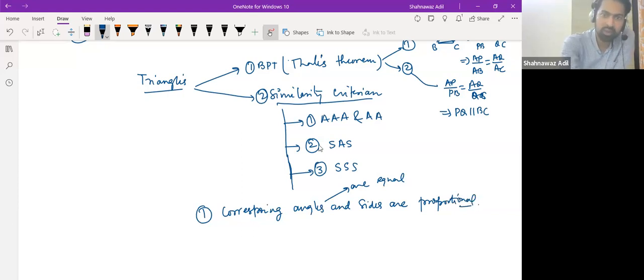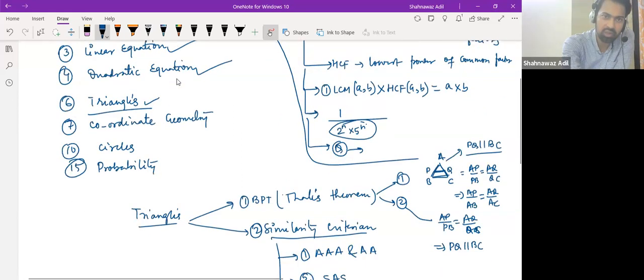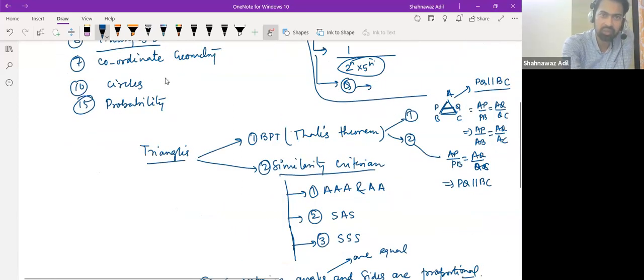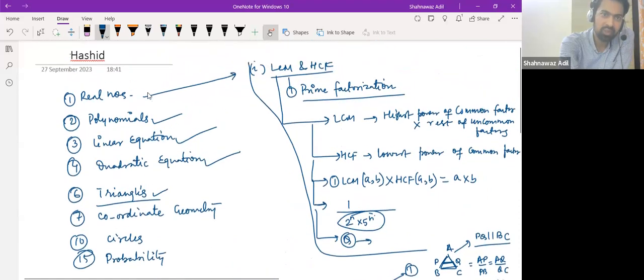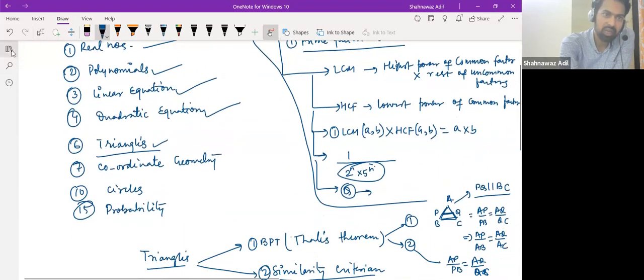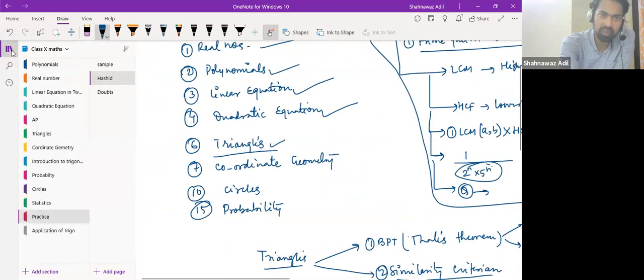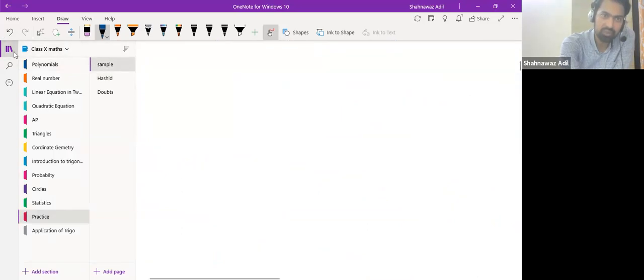Okay, so this was all about triangles, and in coordinate geometry, we understood about the distance formula and section formula. In circles, we understood about tangents, and in probability, we did three examples, right? So keeping those in mind, are you practicing some sample papers, Hashim? Yes?